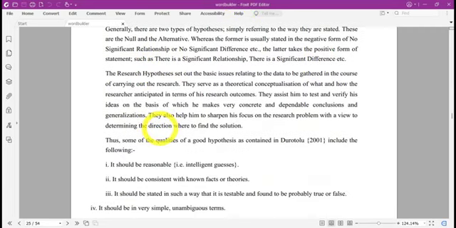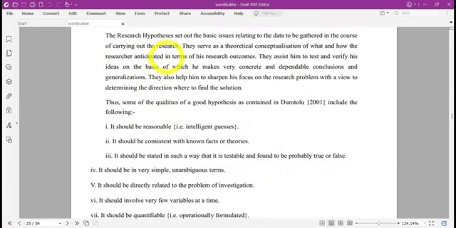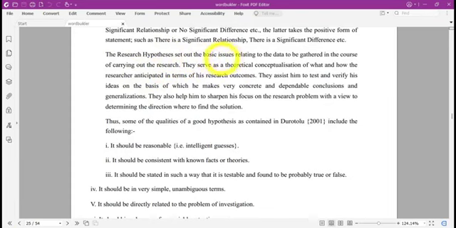Okay, the research hypothesis sets out the basic issues relating to the data to be gathered in the course of carrying out the research. They serve as a theoretical conceptualization of what and how the researcher anticipated in terms of his research outcome. They assist him to test and verify his ideas, on the basis of which he makes very concrete and dependable conclusions and generalizations. They also help him to sharpen his focus on the research problem with a view to determining the direction where to find the solution.